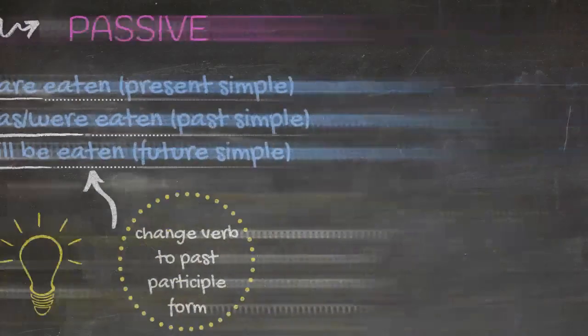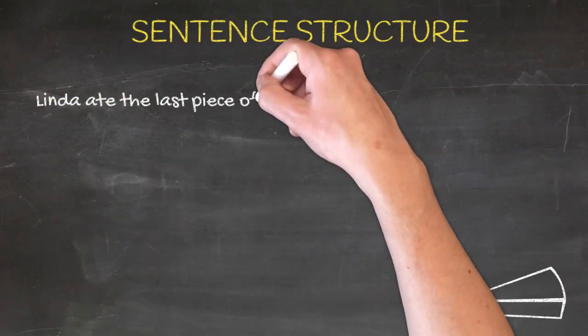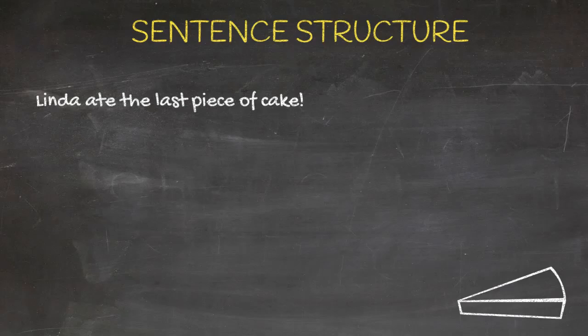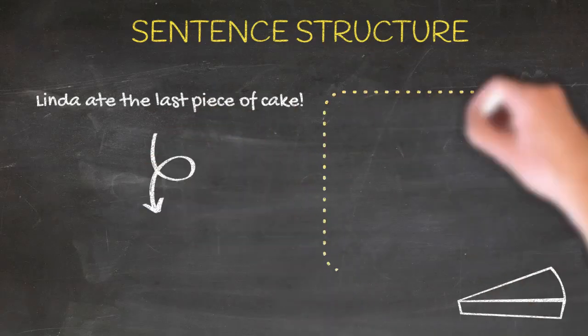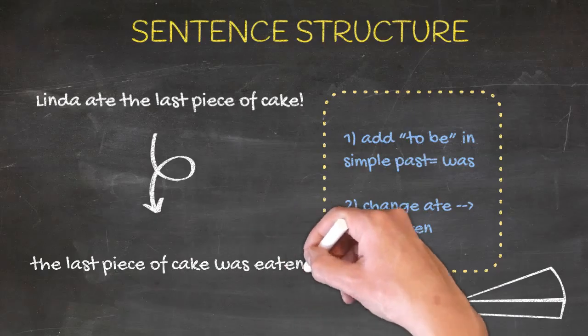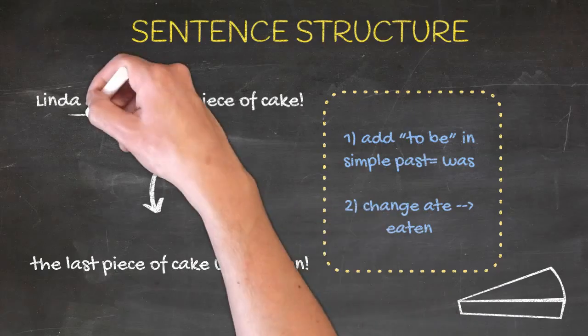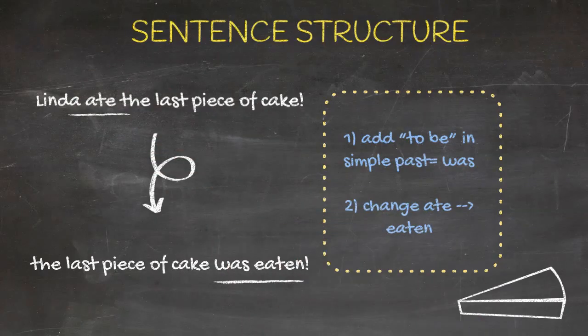Let's look at this example. Linda ate the last piece of cake. Well, we can avoid blaming poor Linda and focus on what happened by saying the last piece of cake was eaten. Ate becomes eaten.